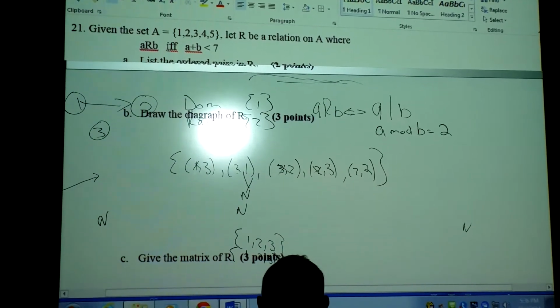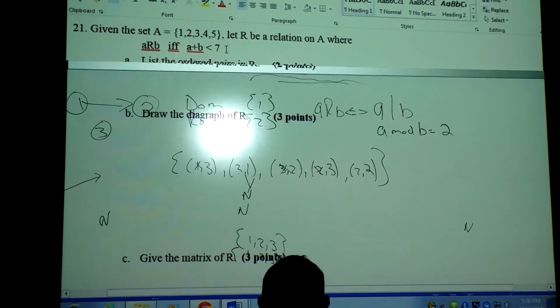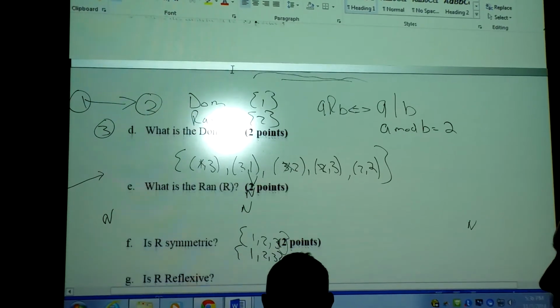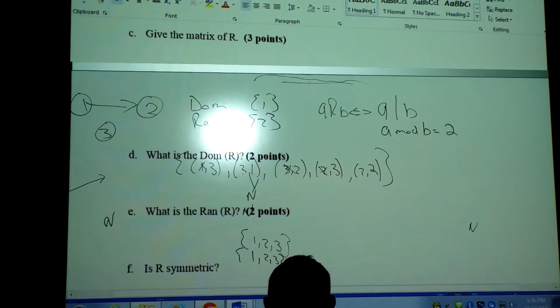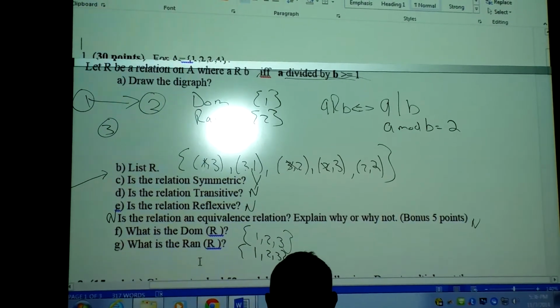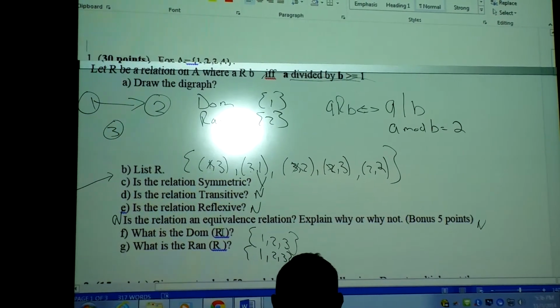This one: A is related to B if and only if A plus B is less than 7. So there are a few examples. Okay, so on to the next one.